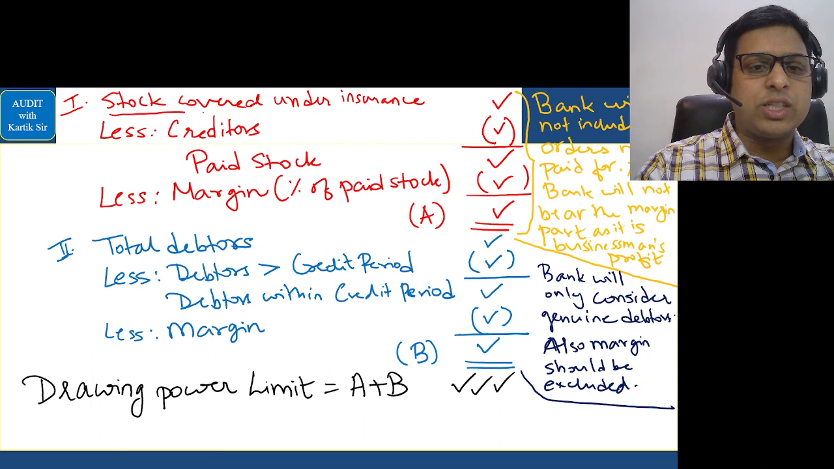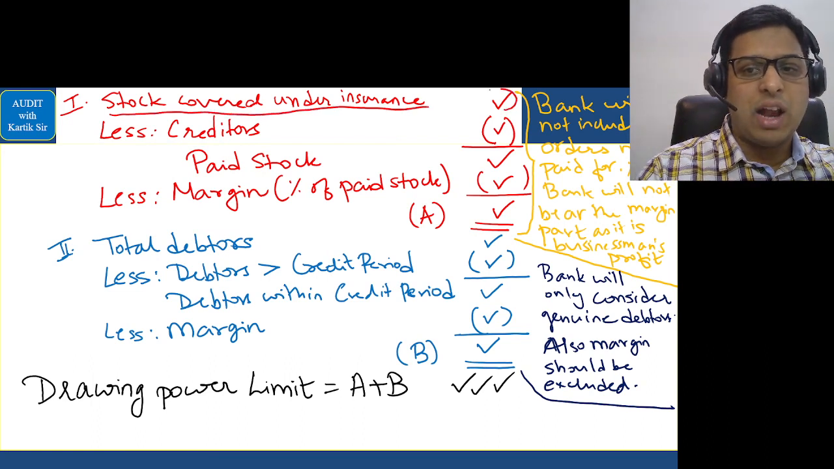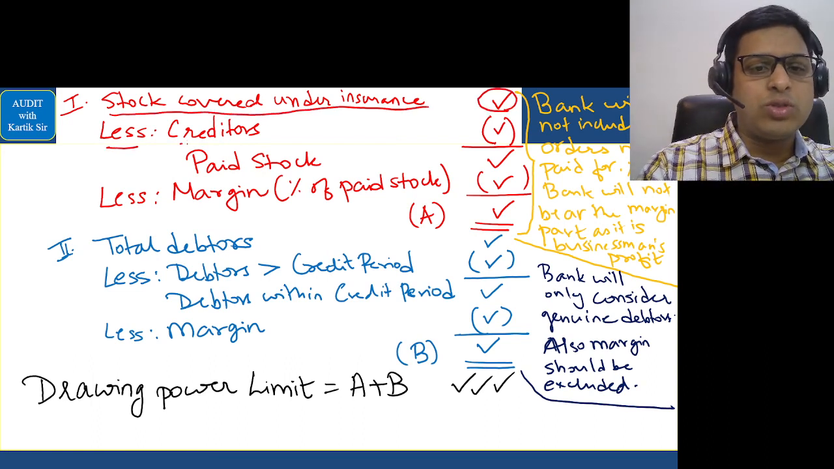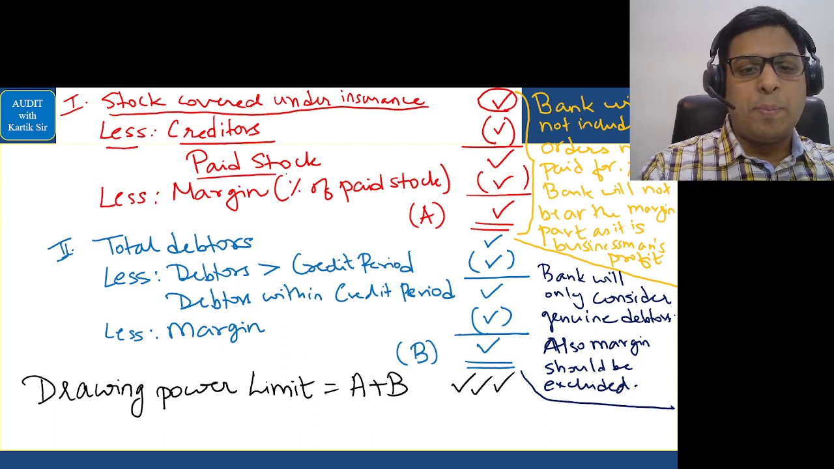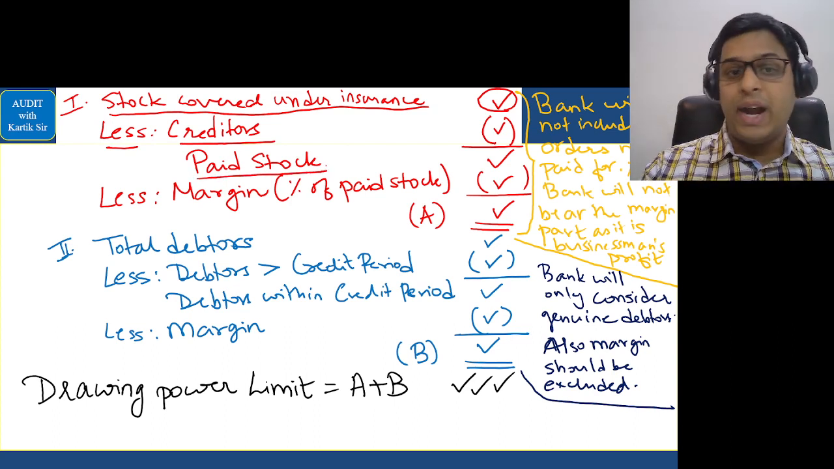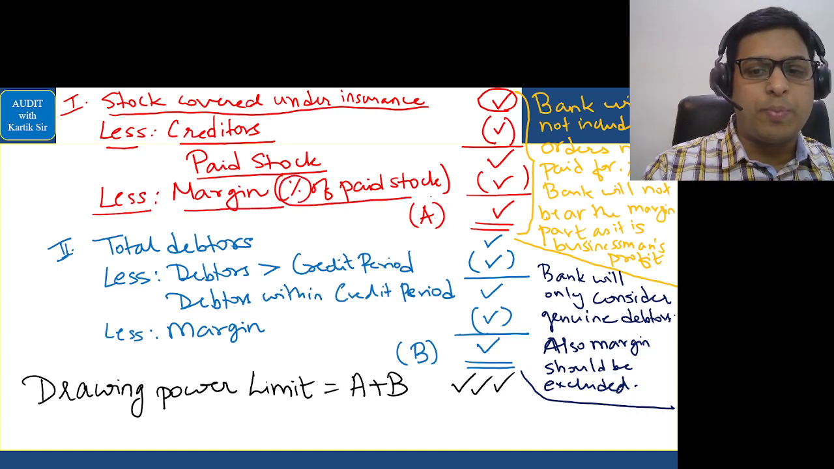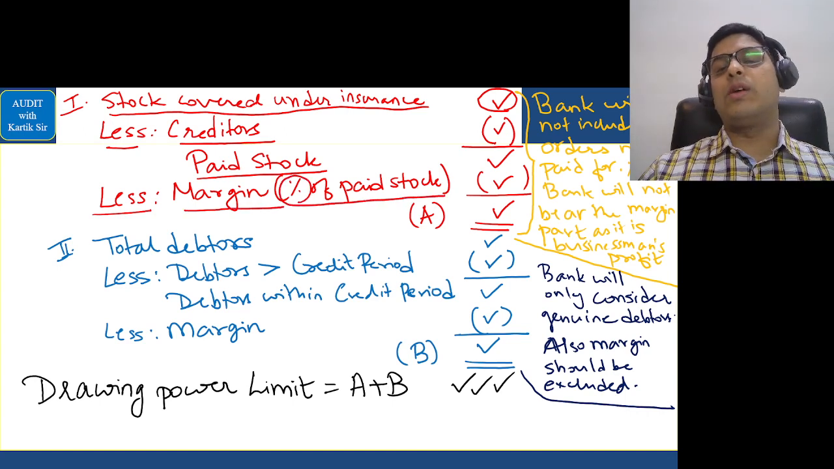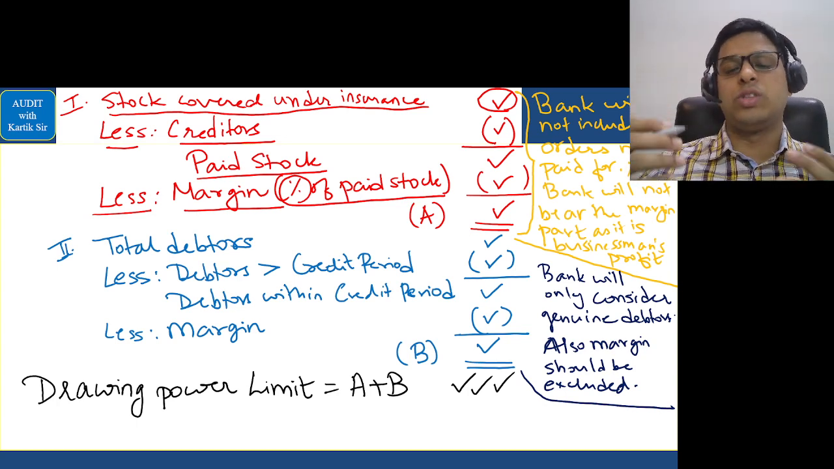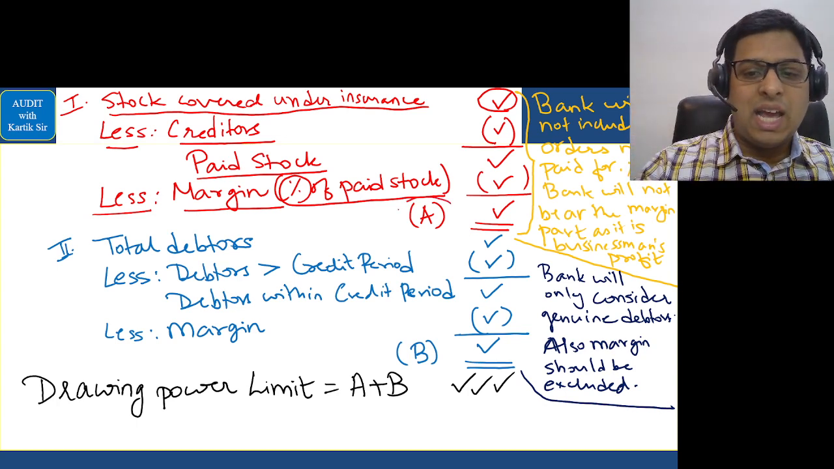You have to look at the stock covered under insurance, take that value, and reduce the creditors' value, and you will get the paid stock, the stock for which we have already paid. You will reduce the margin from it, that is the percentage of the paid stock, because the bank will not be ready to give borrowing on it. So this much we have to reduce, and you will get A as the answer.